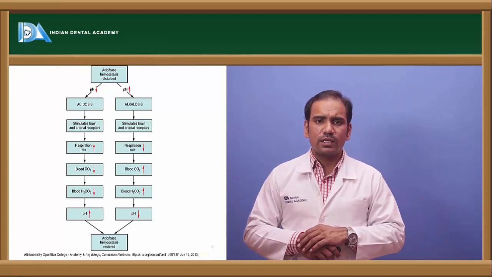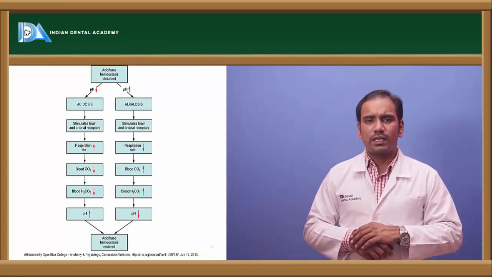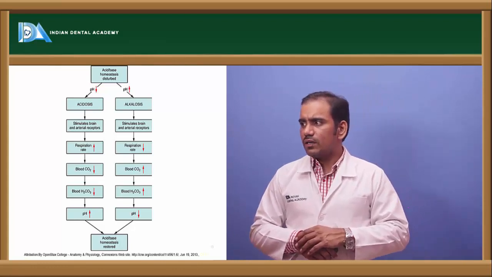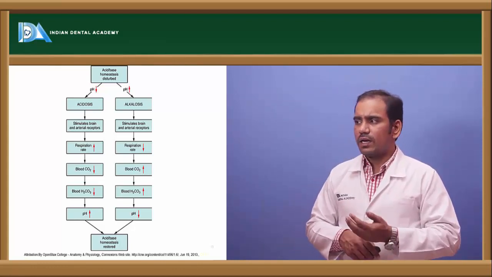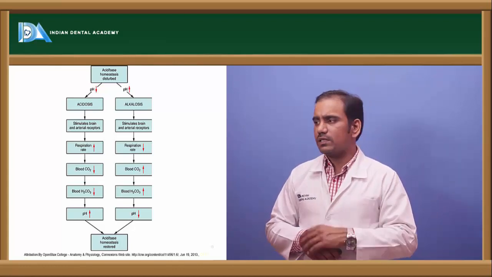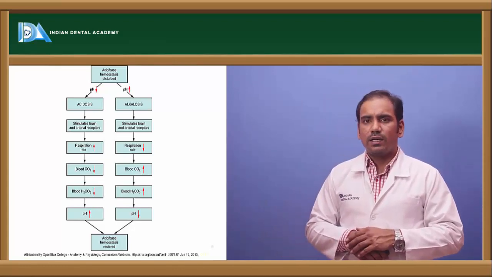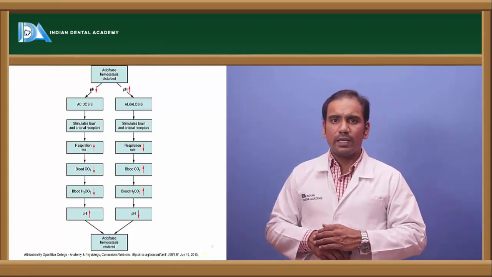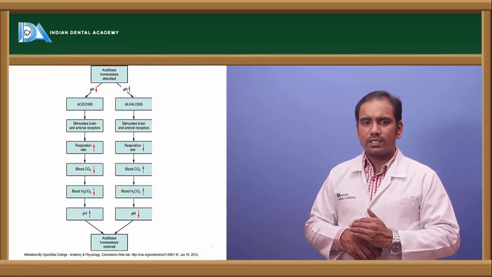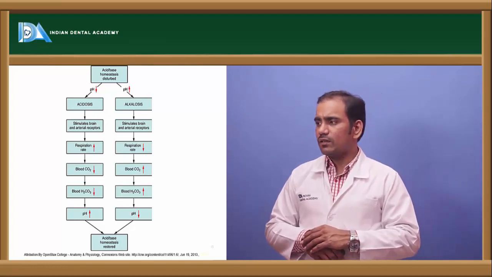So in this picture you can see how that occurs. Whenever there is increased PCO2, that stimulates the respiratory centers, the respiratory rate is increased, and whenever there is increased respiration, hyperventilation, carbon dioxide is eliminated, and it leads to decreased carbonic acid levels, so that pH is again maintained within the normal range.